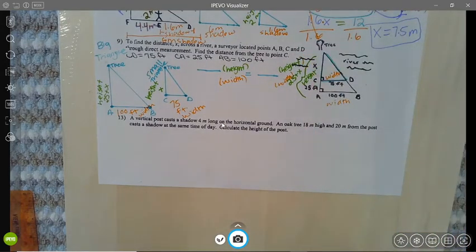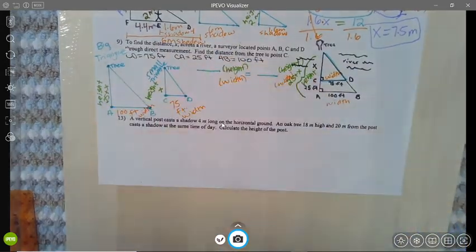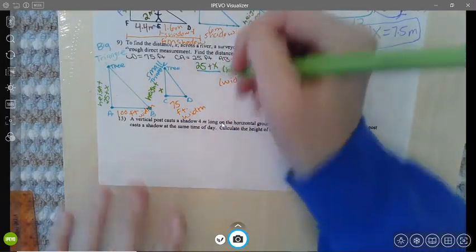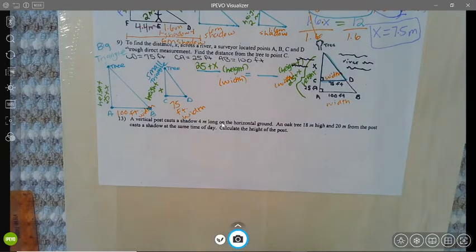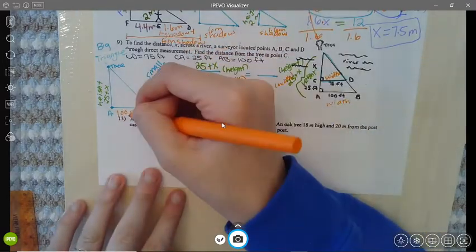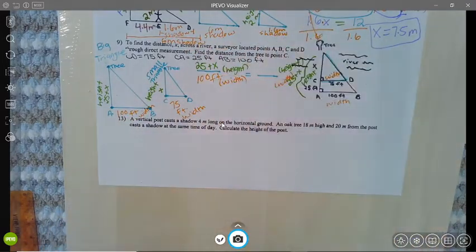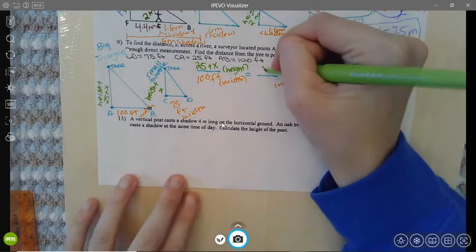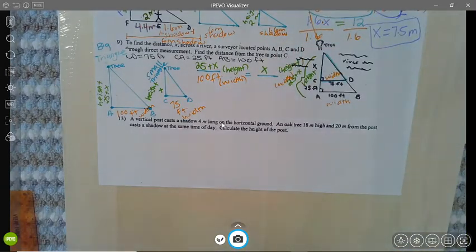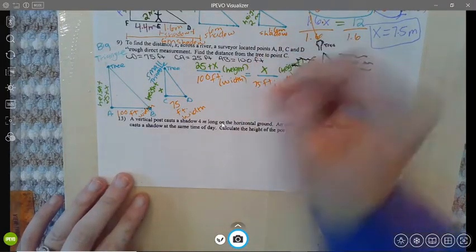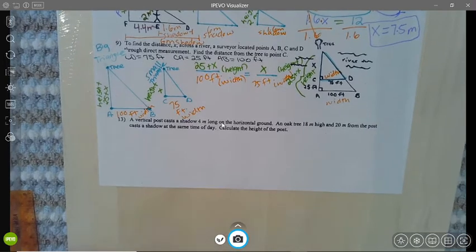So I'm going to start with the big triangle. The height of the big triangle is 25 plus x, over the width of my big triangle, which is 100. If you want to put the units, you can, so it'd be feet. And then the height of my smaller triangle, I don't know, so we're calling that x, and the width of the smaller triangle is 75 feet. And guess what? From here, we just cross multiply.